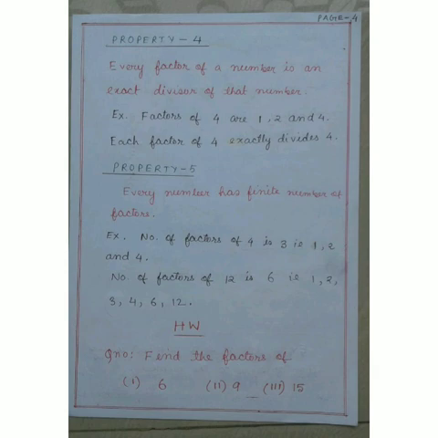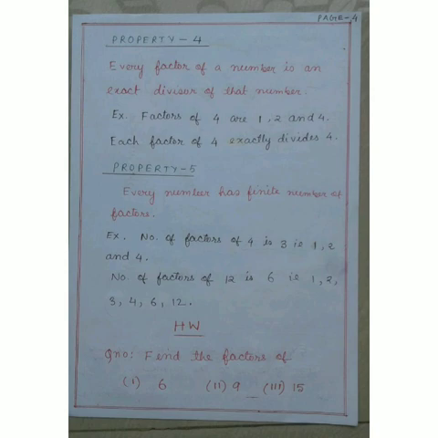That means if we divide 4 by 1, there is no remainder. If we divide 4 by 2, there will be no remainder. And if we divide 4 by 4, there will be no remainder. That means 1, 2 and 4 are exact divisors of 4.